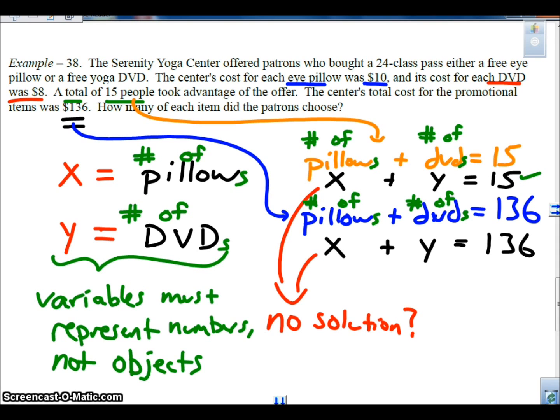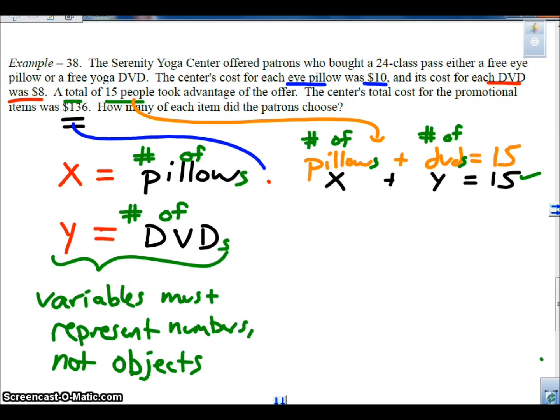Right, what we really want to have there is the cost of the pillows plus the cost of the DVDs equals $136. And so it doesn't make sense to have X plus Y equals 136 because X represents the number of pillows and Y represents the number of DVDs. So this equation doesn't make sense anymore. So we're going to cross that out. And instead, we should think of it this way.